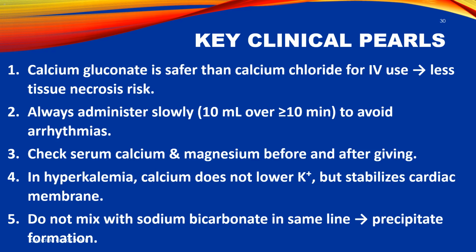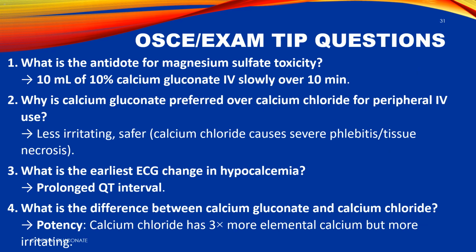OSCE exam tip questions for calcium gluconate. 1. What is the antidote for magnesium sulfate toxicity? 10 ml of 10% calcium gluconate IV slowly over 10 minutes. This helps counteract the toxic effects of magnesium sulfate on the nervous system and muscles.